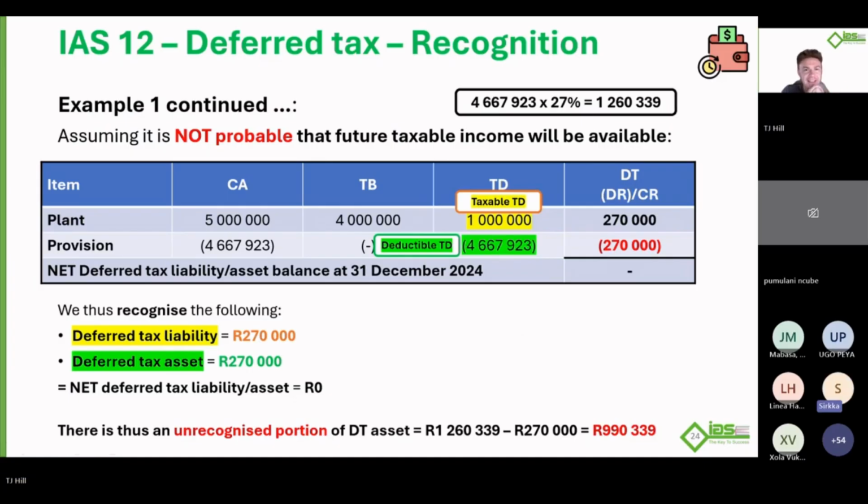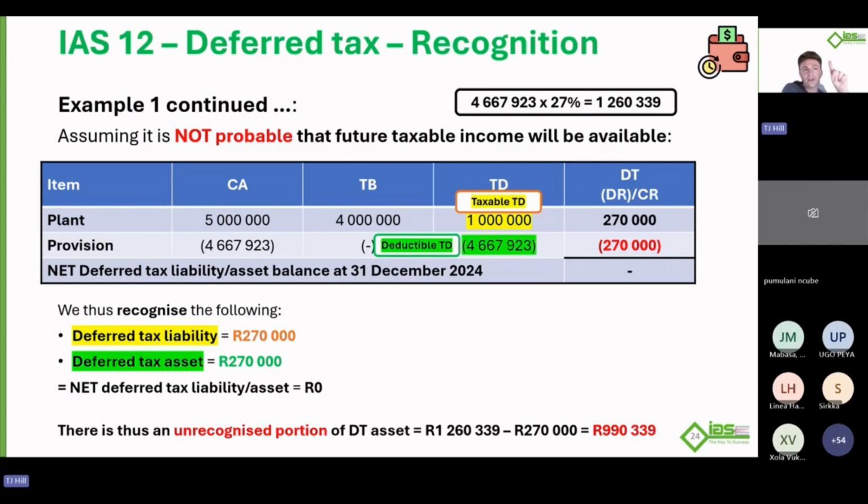Hi, TJ. I wanted to confirm, in cases where it's not probable that we'll make future taxable income, let's say in the current year, and then comes the following year, circumstances change and we do end up making a profit. Do we expect to have a reversal of our deferred tax, or do we just keep it at zero? Very good question.